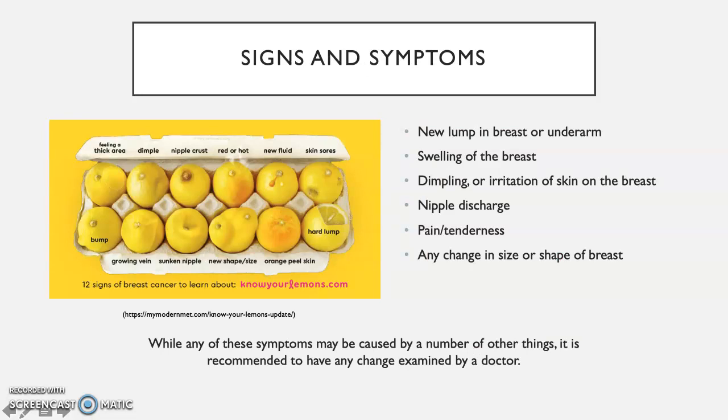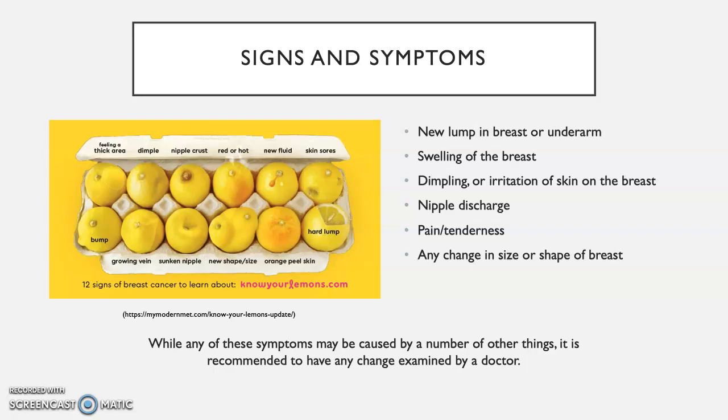Some of the most common signs and symptoms of breast cancer are a new lump in the breast or the underarm, swelling of the breast, dimpling or irritation of the skin on the breast, nipple discharge, pain or tenderness, and any change in size or shape of a breast.